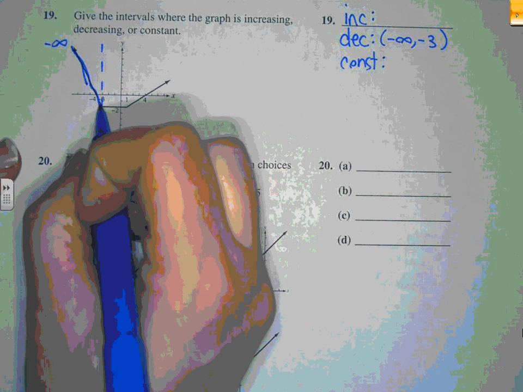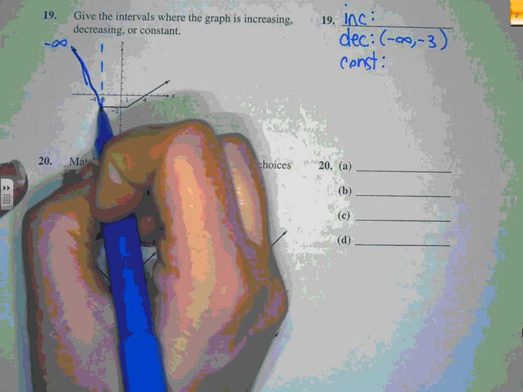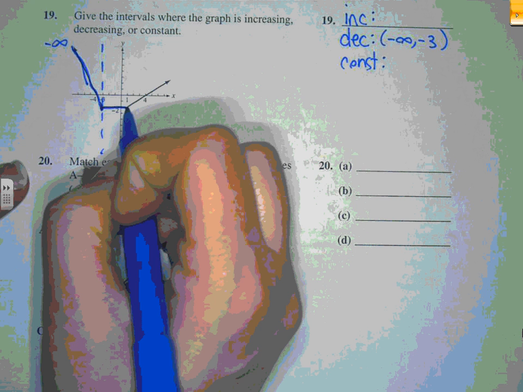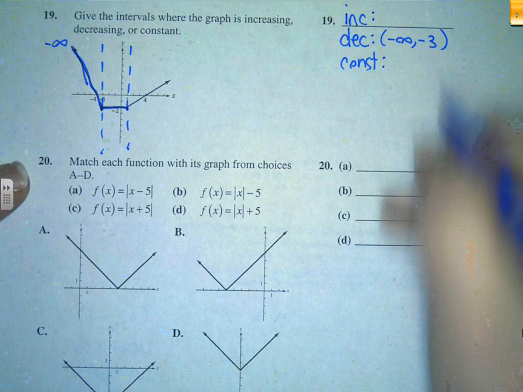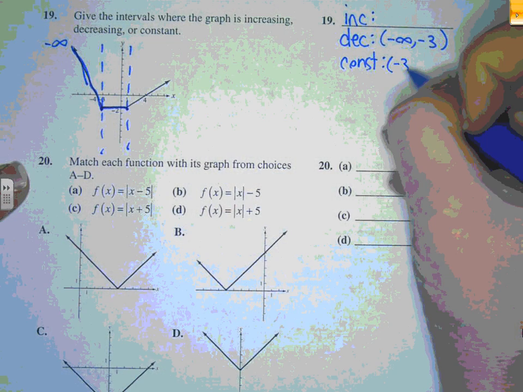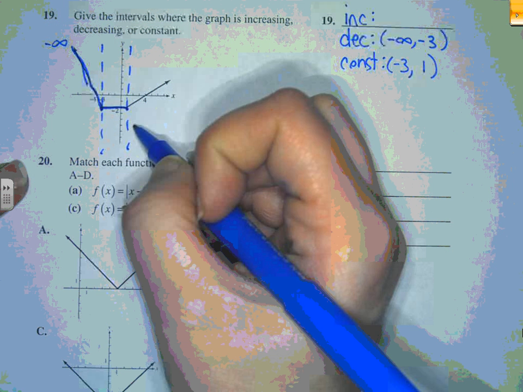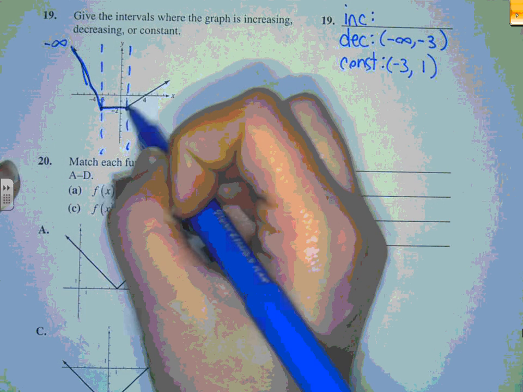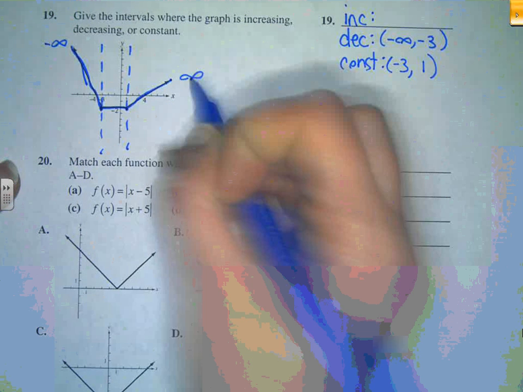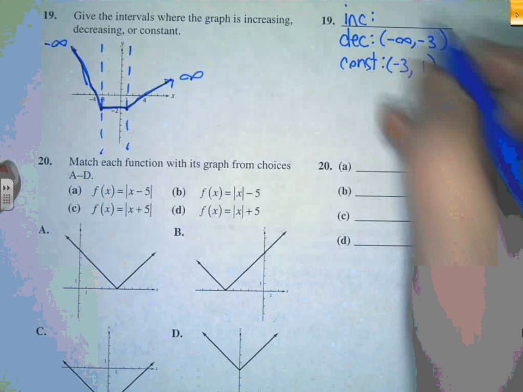Okay, so just keep going from left to right. Now from -3 to 1, what is it doing? Constant. Good. It's always the x's. You don't care about the y's at all. And then from 1 to, this would be infinity, what are we doing?